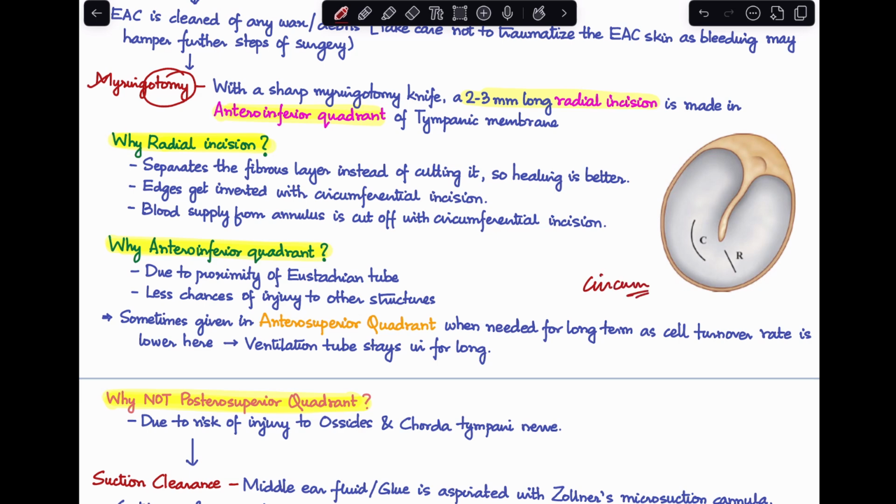Whereas in case of otitis media with effusion, we give a radial incision. Now, what is the reason for that? So there are multiple reasons over here. If you remember the anatomy of the tympanic membrane, you can check out my video for more details. The middle layer of the tympanic membrane is the fibrous layer. Now the fibrous layer is arranged in such a way that if you give a radial incision, you end up actually separating the fibers rather than cutting them. As a result, once the grommet comes out, the healing of the tympanic membrane is way better and faster. So, that is one reason.